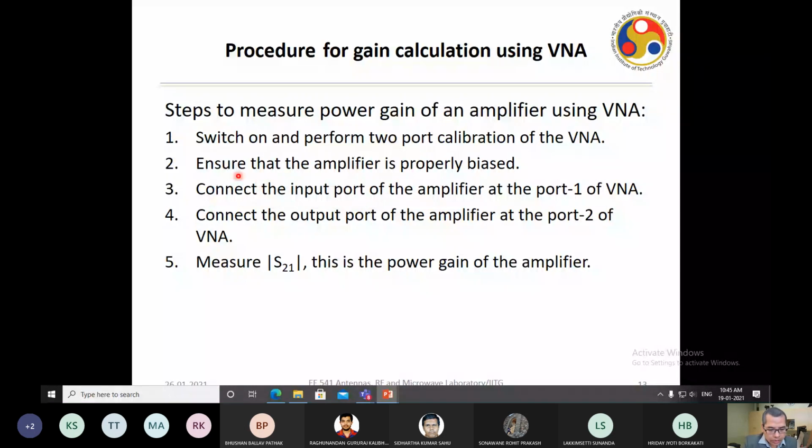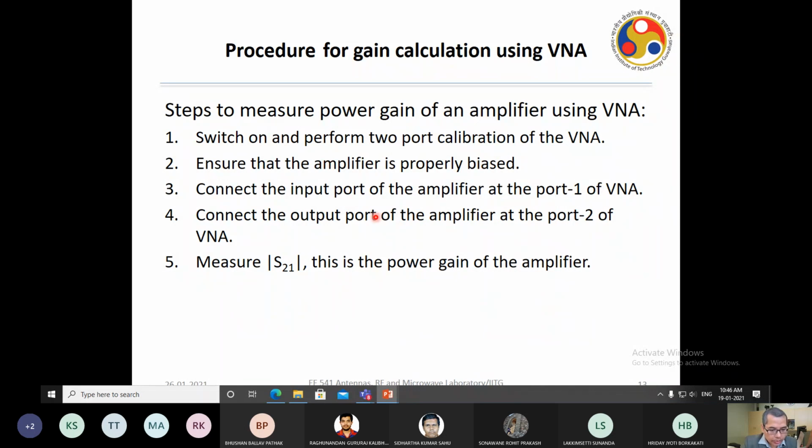Then don't forget, this is an active device. You need to give some DC biasing to the amplifier. Otherwise, amplifier will not work in the proper region of interest. You call it, I think, active region of the amplifier. If you want to make sure that amplifier is working in the active region of the amplifier, then you have to DC bias it.